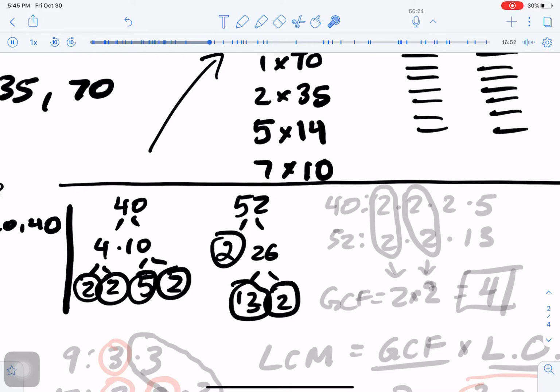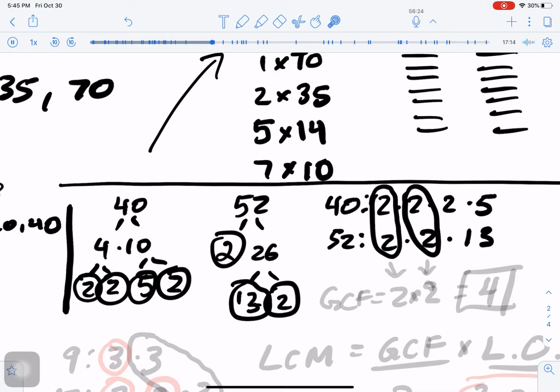So my factor strings for these two numbers are, for the number 40, 2 times 2 times 2 times 5. The factor string, or the expression for the number 52, is 2 times 2 times 13. I see that there are 2 pairs of 2 in common, so I'm going to circle them this way. Remember, we multiply these only twice because they're in common twice. So my GCF will be 2 times 2. So my GCF here is also 4.